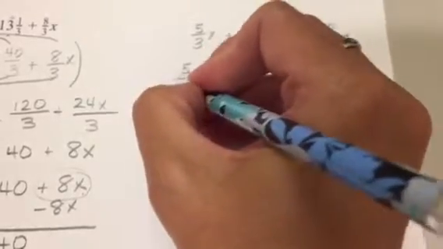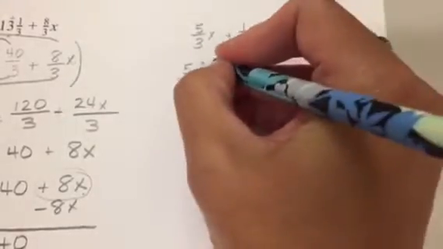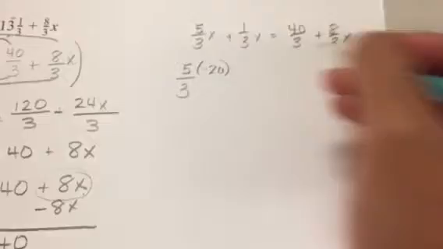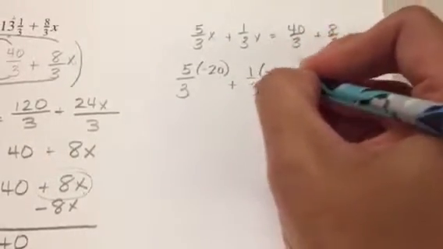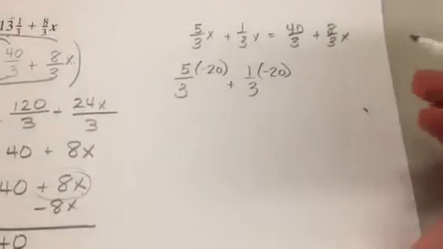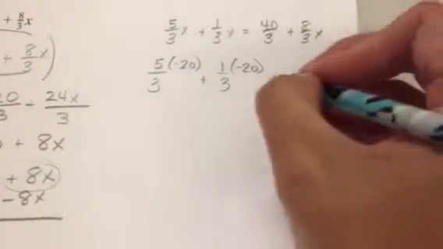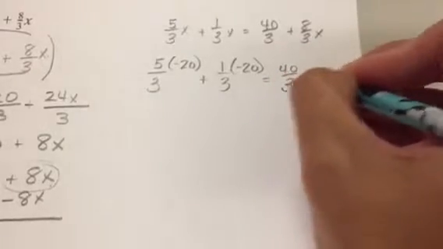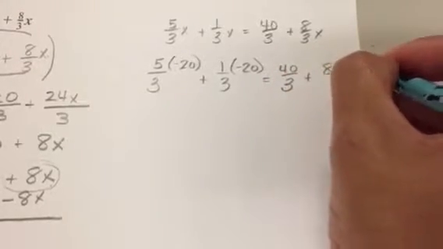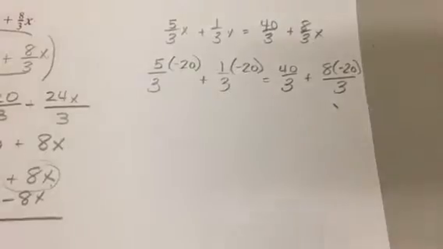So it's 5 thirds times negative 20, plus 1/3 times negative 20. Anywhere you see the x, you're substituting your answer in to see if it's true. 40 over 3 stays the same. And 8 times negative 20 over 3.